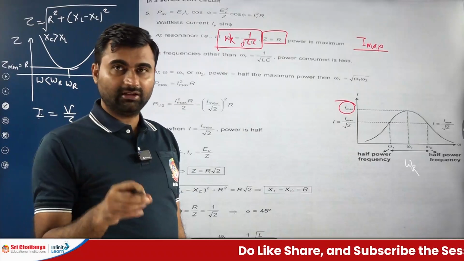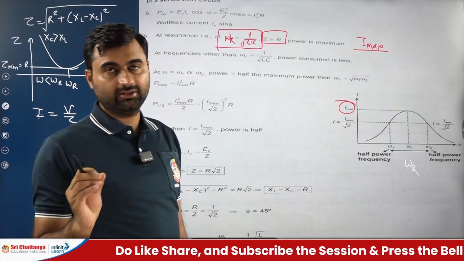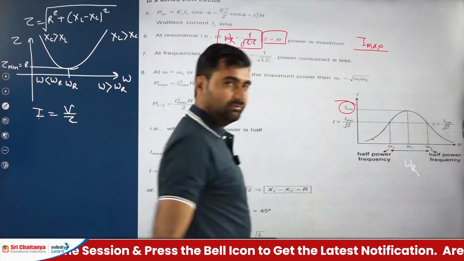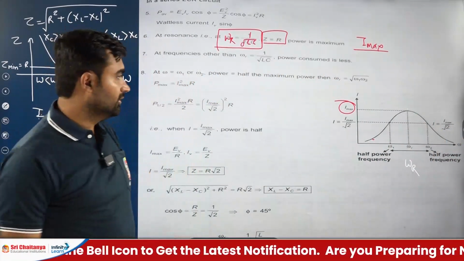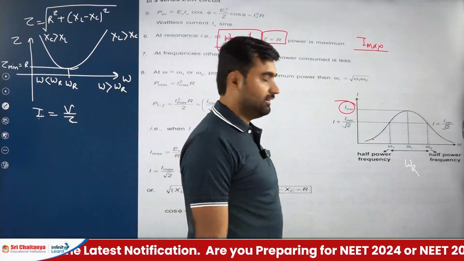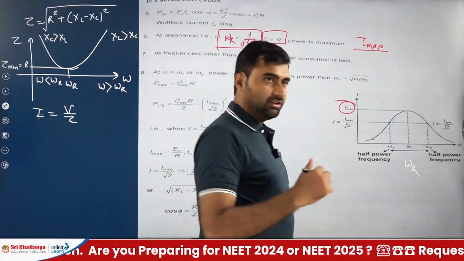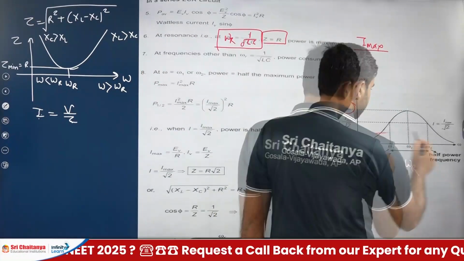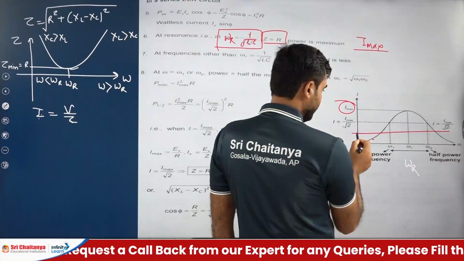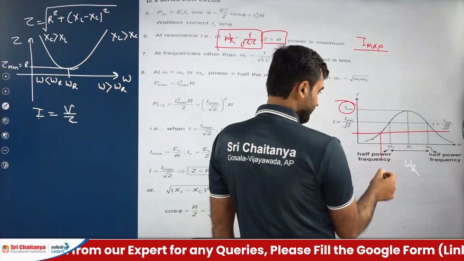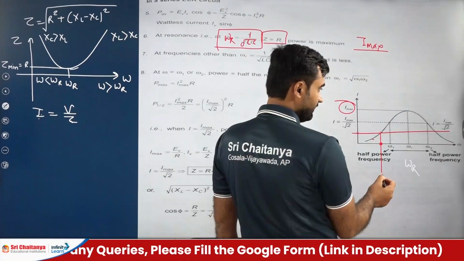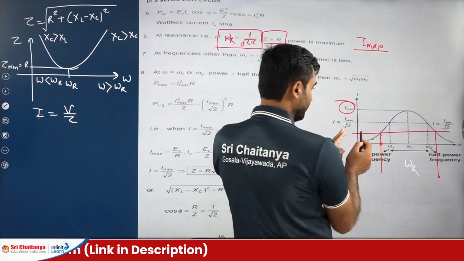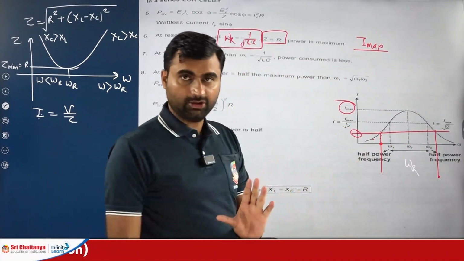Here Z is R only, so power is I square R. So power is maximum. On this side, power decreases. Why? Because current decreases. Now here one point we can see: we get equal current for two different frequencies. You can see this current is for this particular frequency and for this particular frequency. For two different frequencies we are getting the same current, right or not?